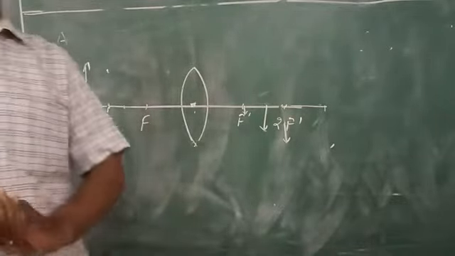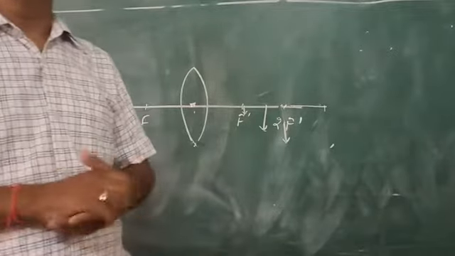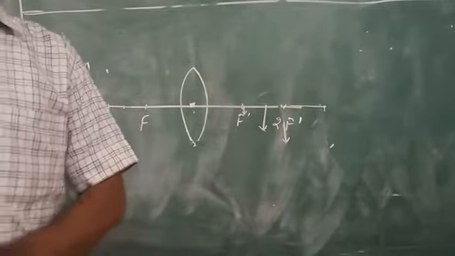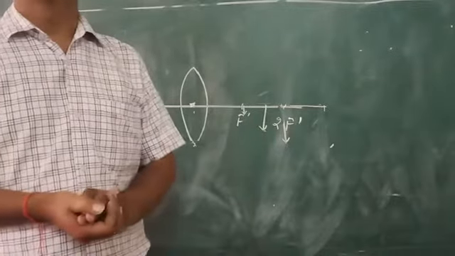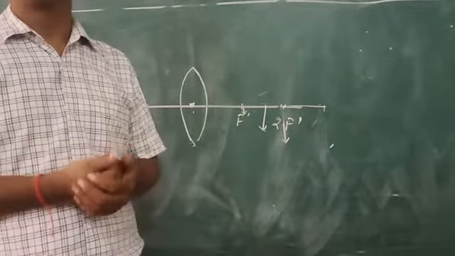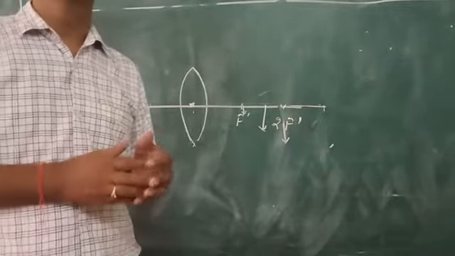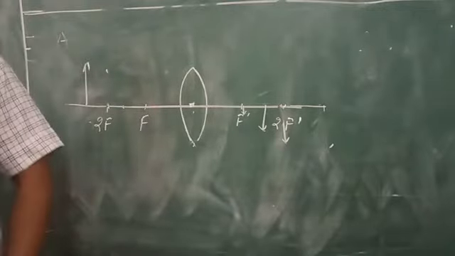So before starting our experiment, first we will find out the rough focal length of the convex lens. So you know how will you find out the rough focal length of a convex lens?